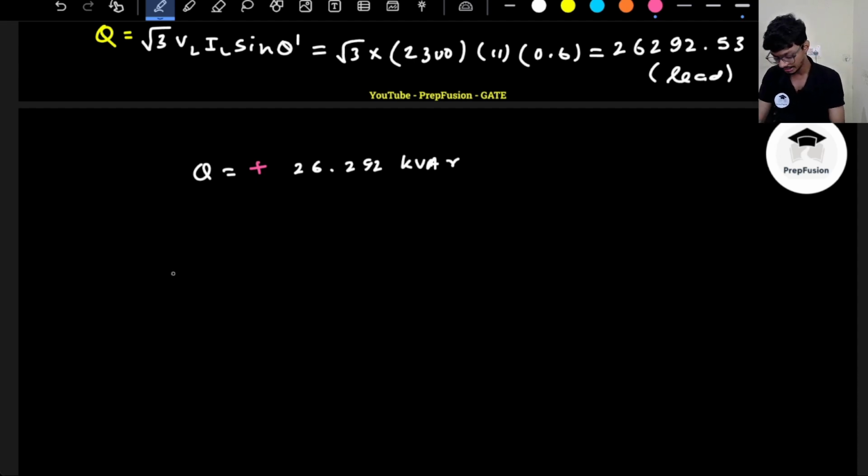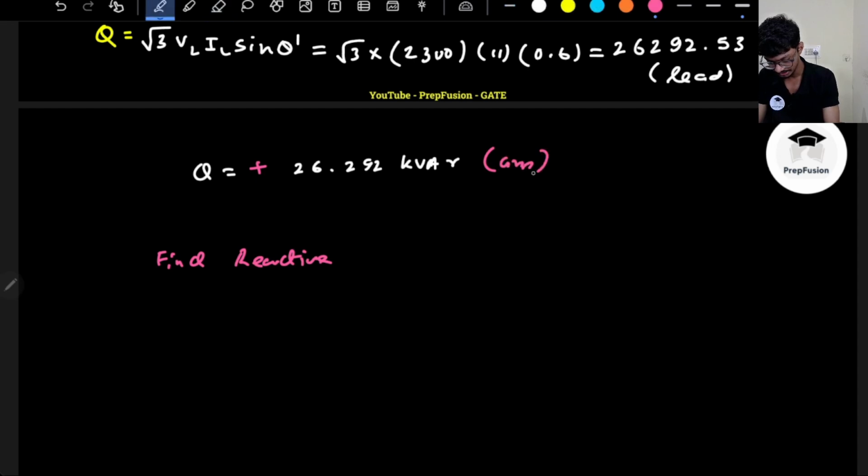If they would have told that find reactive... this will be the answer. Okay, let me clear the confusion. This will be the answer. Find reactive power absorbed by the motor, then your answer will be minus 26.292.